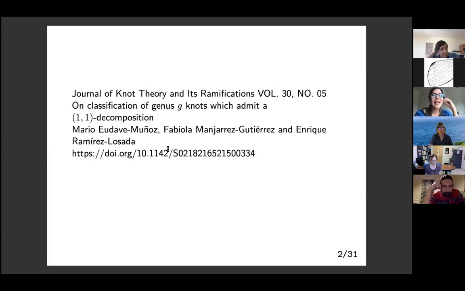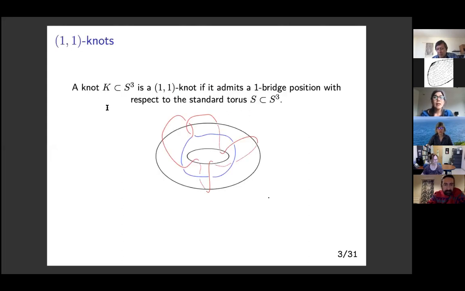Okay, this is based on a paper with the same title as the talk, and this is joint work with Mario Eudave and Enrique Ramirez Lozada. The subject of this talk will be 1-1 knots, and let me remind you what a 1-1 knot is. We are thinking about knots in S3, and we are taking the genus 1 Heegaard splitting of S3. So a 1-1 knot will be a knot which admits a 1-bridge position with respect to this standard torus. In this picture, you can see an example of that type of knots.